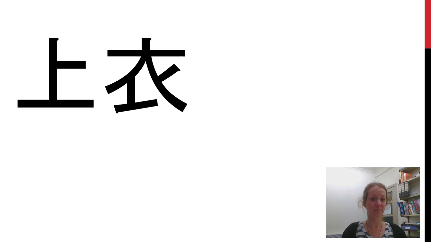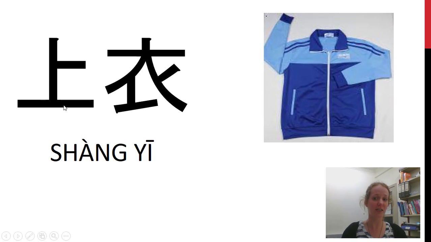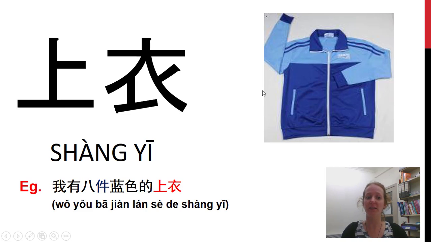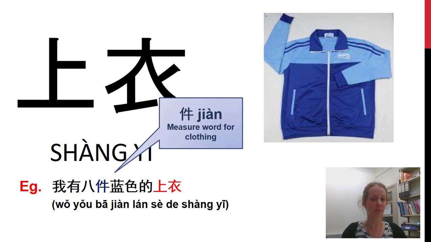这是什么? Something above. So 这是上衣. So this isn't necessarily a jacket, it's generally a top. So anything that you wear on the top half, it could be like a light sports jacket, it could just be a nice top. So 我有8件蓝色的上衣. 件 is a measure word for most clothing items. 我有8件蓝色的上衣.